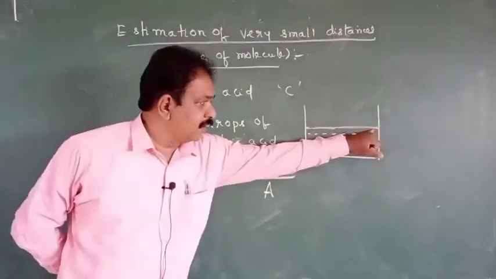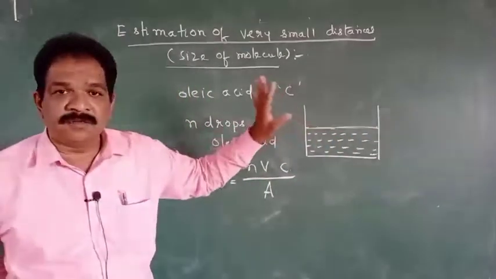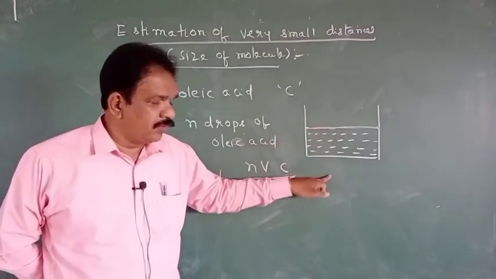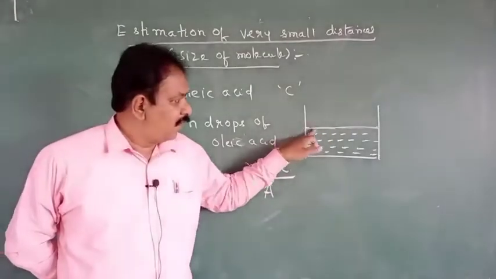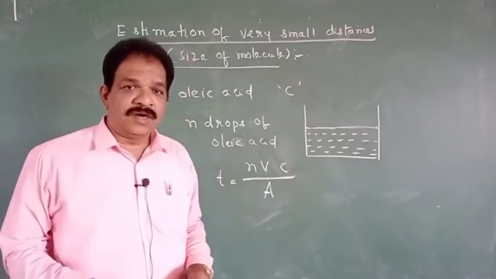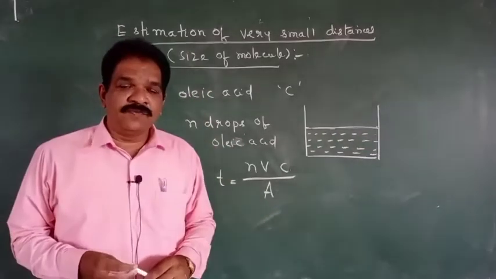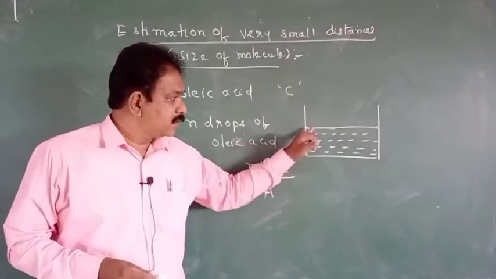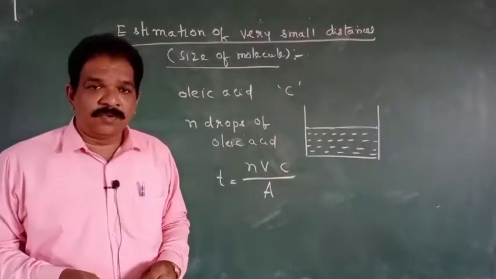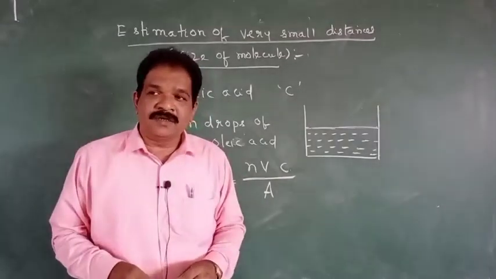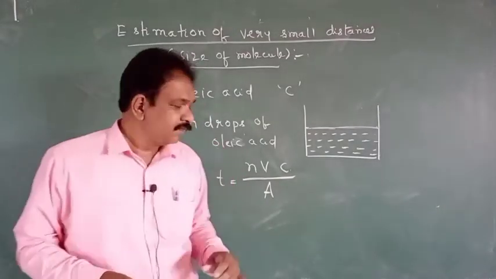Charcoal powder is sprayed and kept on the upper layer of the water. This charcoal powder won't come down; it will form a thin layer on the water surface. Now, n drops of oleic acid are sprayed on the charcoal powder. This oleic acid is uniformly spread on the charcoal powder surface.